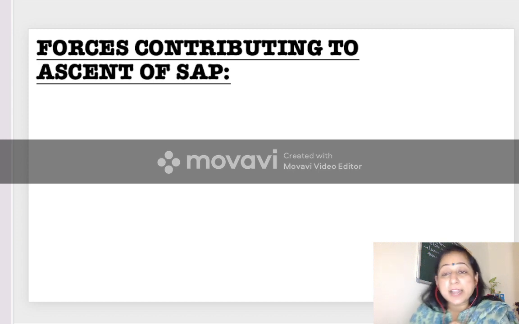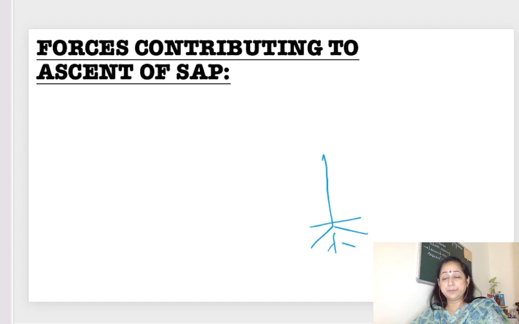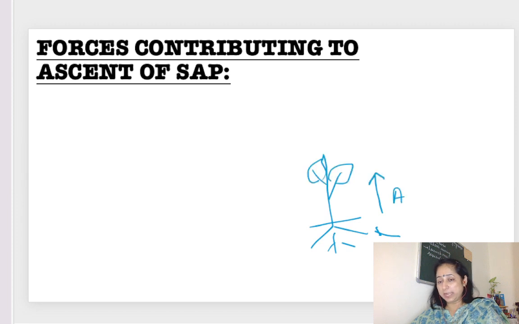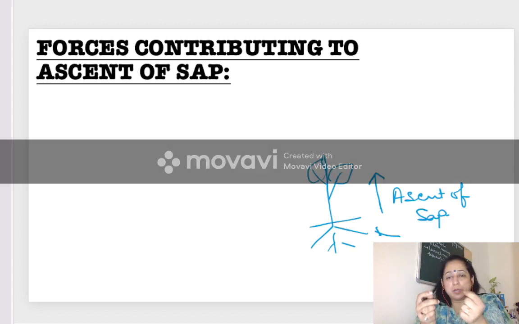Next is the forces which are contributing to ascent of sap. First of all, what is ascent of sap? If I may show you here, suppose this is a plant, these are roots. Now roots are absorbing water, and that absorbed water by root pressure tends to move up. This movement of water upwards is known as ascent of sap. What is sap? The fluid which is present inside the plant. If you snap the twig of any plant, some water comes out. That's known as sap. So ascent of sap is the conduction of the water upwards.